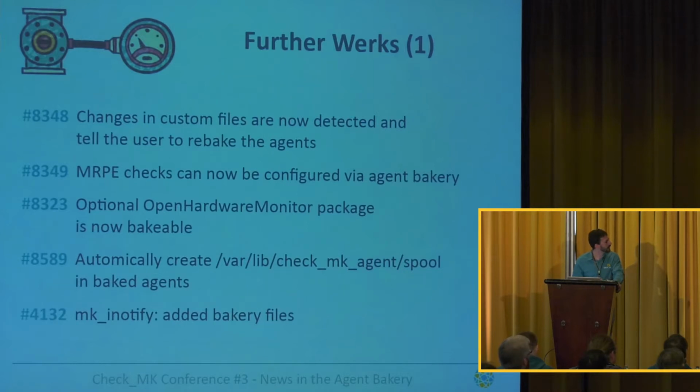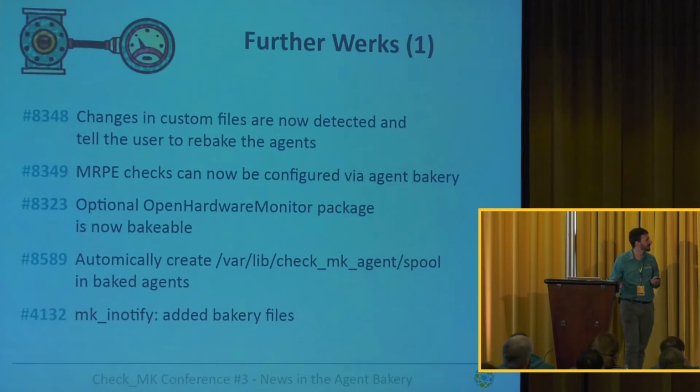Then, as the others had it, there are a few works that are listed here. One that may be mentioned here that is also future-oriented: changes in custom files that we have just talked about are now being detected by the bakery. So the bakery notices in the file hash something has changed, and the agents are being marked as needing to be rebaked. With other local extensions, if I have my own versions of plugins that were there before, this doesn't work yet, but it will work very soon.